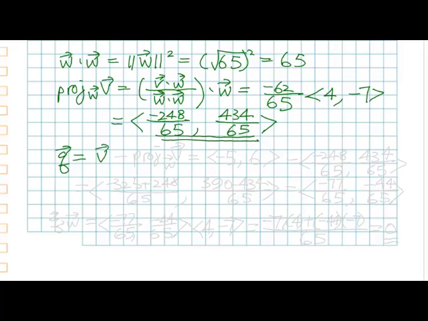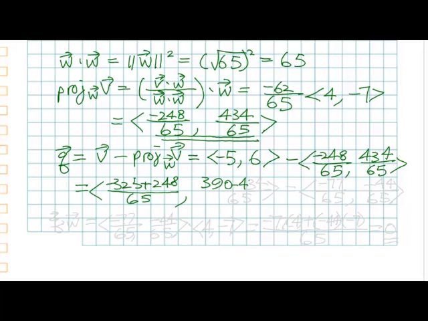Vector q equals vector v minus the orthogonal projection of vector v onto vector w, which equals negative 5, 6 minus negative 248 over 65, 434 over 65. Doing the arithmetic, we have negative 325 plus 248 over 65, 390 minus 434 over 65, which equals negative 77 over 65, negative 44 over 65.